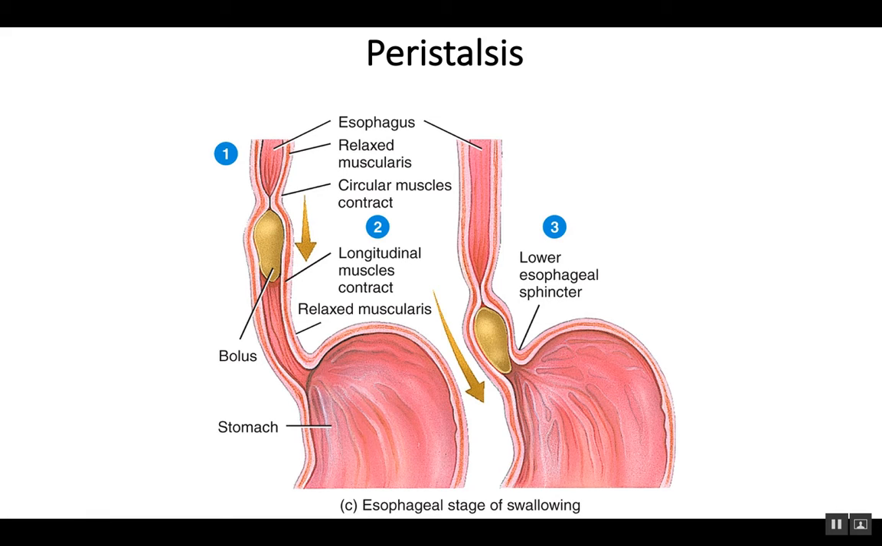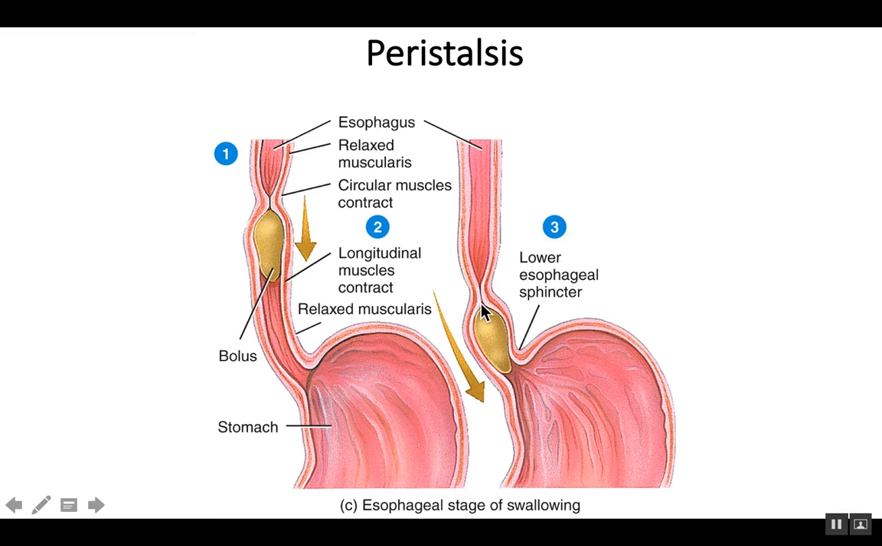Sometimes it's called the cardiac sphincter because your heart is located very close. Your heart's going to be located right about here in the thoracic cavity. This esophagus has to go through the diaphragm in order to reach that stomach. That lower esophageal sphincter can cause some problems.